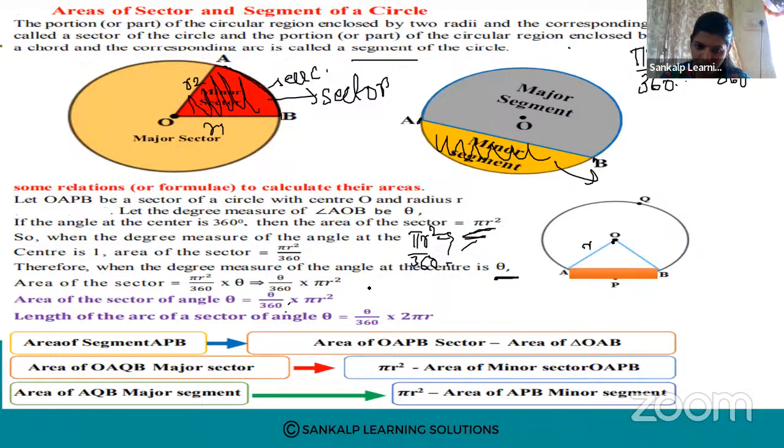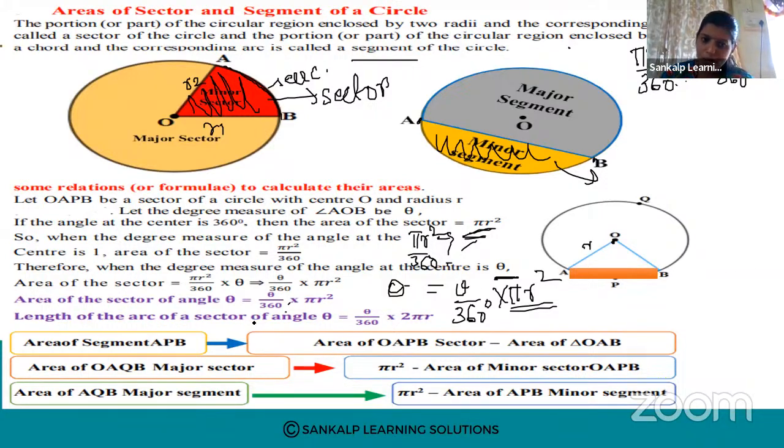So this is very important. The area of the sector of angle theta, where theta is some angle, a Greek letter, is theta divided by 360 into pi r square. Why are you using pi r square? This is the area of the circle, right? So you are going to find the area of the sector, therefore you are using pi r square.